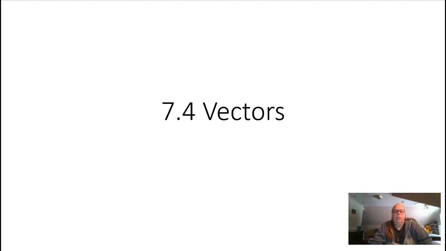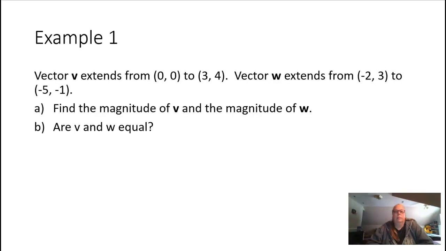The examples in this section go with lesson 7.4, vectors. This is part 1. Example 1: vector v extends from the point (0, 0) to the point (positive 3, positive 4). Vector w extends from the point (negative 2, positive 3) to the point (negative 5, negative 1). Part A: find the magnitude of v and the magnitude of w.